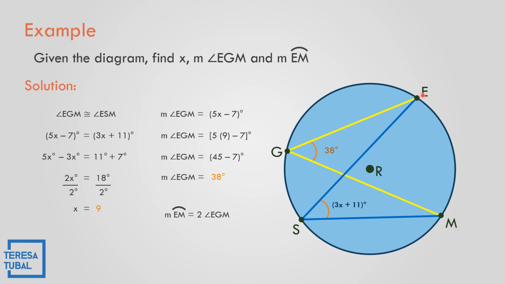But then we need to identify arc EM. So the measure of arc EM is equal to 2 times 38 degrees. So 2 times 38 degrees is equal to 76 degrees. So the measure of arc EM is equal to 76 degrees because 38 times 2 is equal to 76 degrees. If you want to try this one, this is also 38. 38 times 2, the answer is equal to 76 degrees.